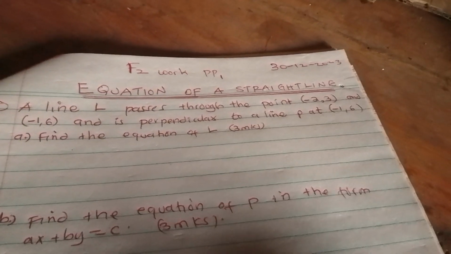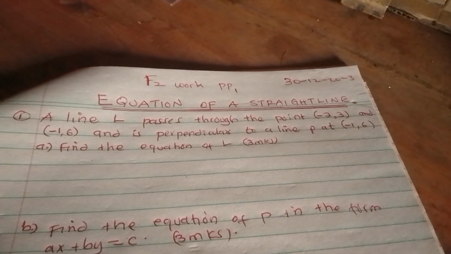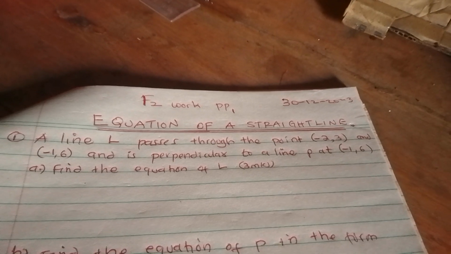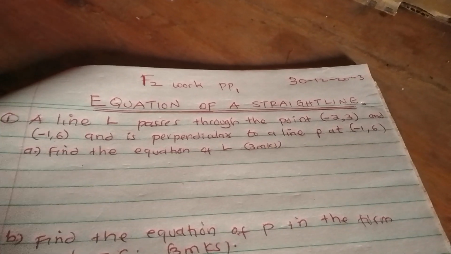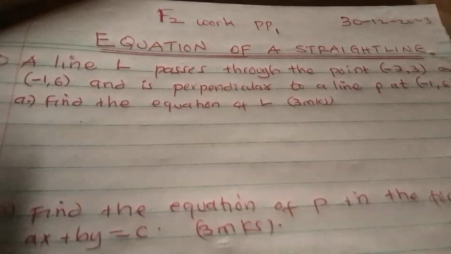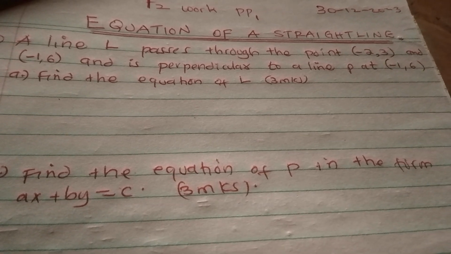So welcome back, learner. Putting in mind what we have learned in the previous videos, now we can look at the equation of a straight line. Tuangalie mfano hapa. So umeambiwa the equation, the line S passes through points this and this and this, and that is perpendicular to a line P at this point. Find the equation of L.